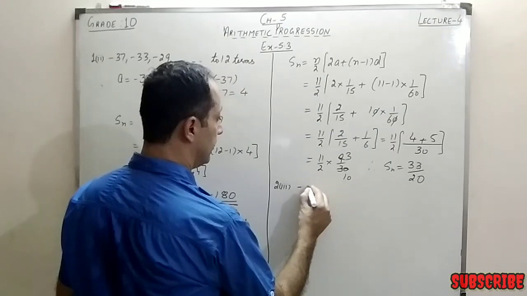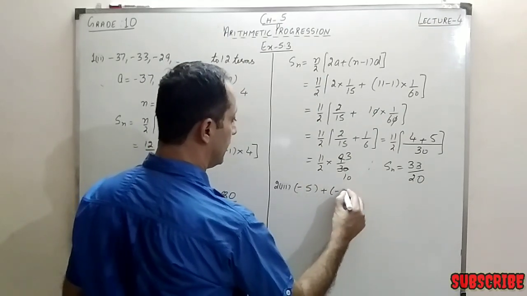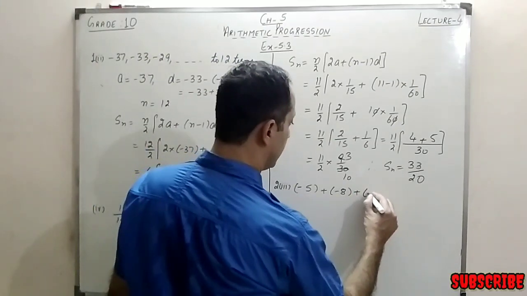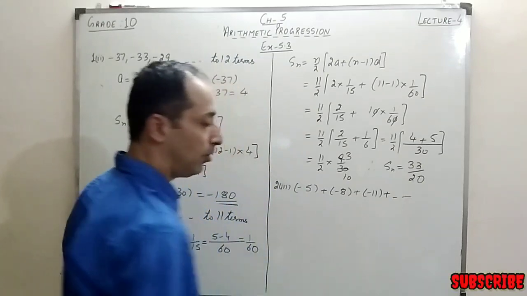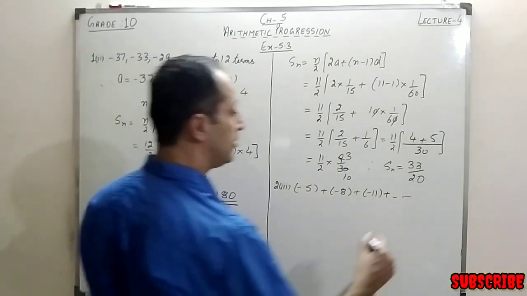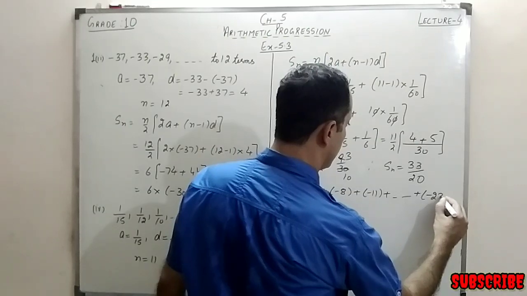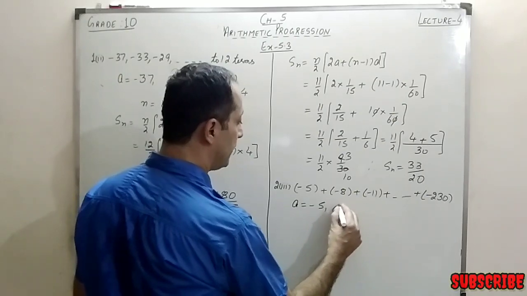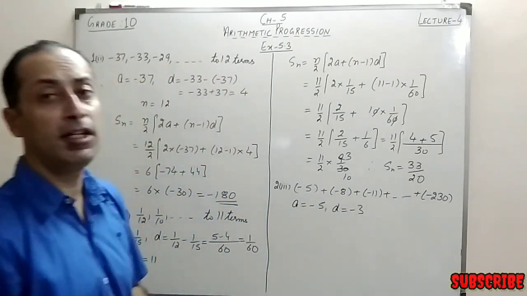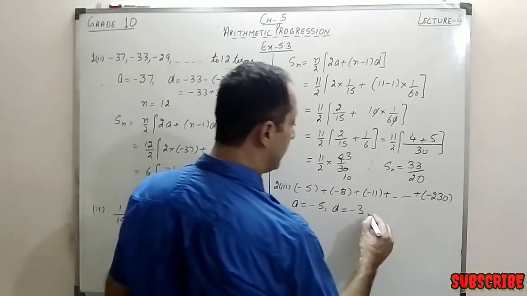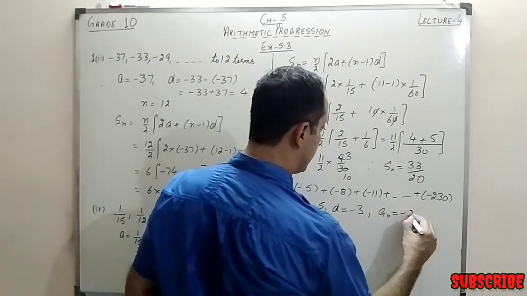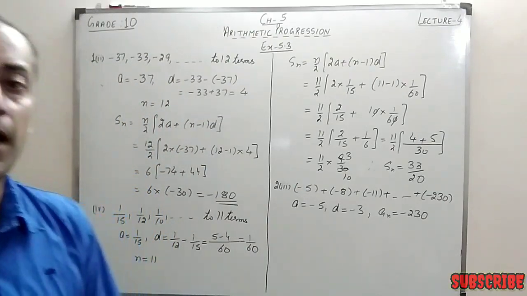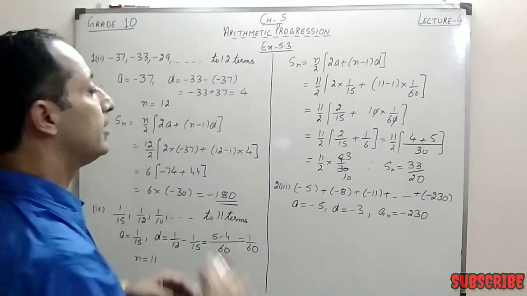This is minus 5 plus minus 8 plus minus 11 plus, and so on, till it is minus 230. Now here the first term A is minus 5. D, you can calculate, becomes minus 3, and An here is minus 230. Now my first step is to find n, because if I don't have n, I cannot find the sum of the terms of the AP.